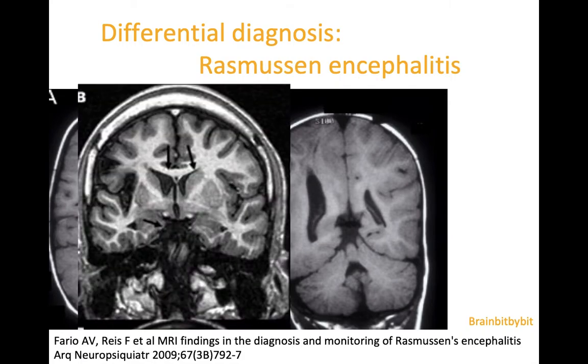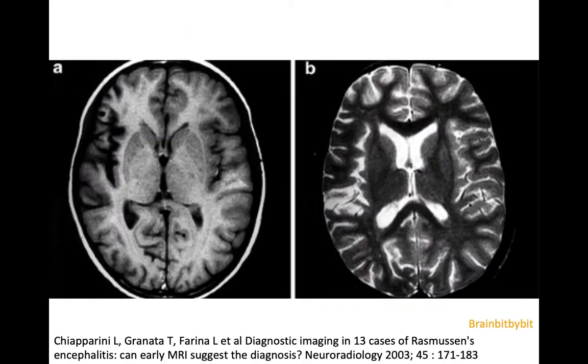In Rasmussen encephalitis, the smaller hemisphere is the abnormal one. And Rasmussen encephalitis is a very rare disease occurring in children with involvement of one hemisphere. It is probably an autoimmune encephalitis with T-cell involvement. And there are progressive seizures.